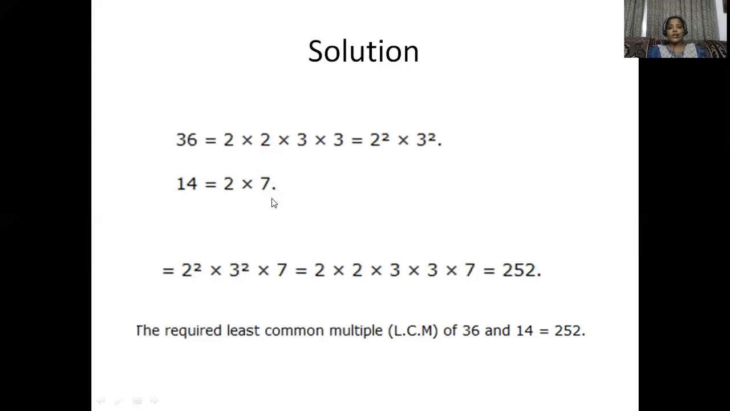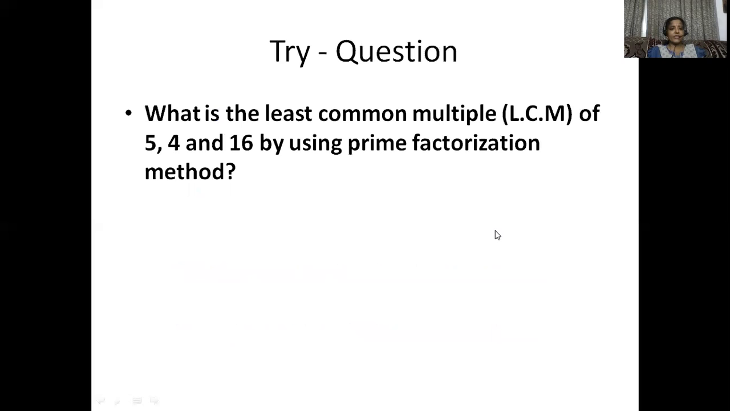You have 3 square here, you don't have 3 here. So write the 3 square as such. You have included 2 square, the highest power. 7 is not included, it is uncommon, so you write that again. So for the LCM, for the common factor you take the highest power and also fill in the other uncommon ones. So 2 square into 3 square into 7, that is 2 into 2 into 3 into 3 into 7, which is 252. That is, the LCM of 36 and 14 is 252.